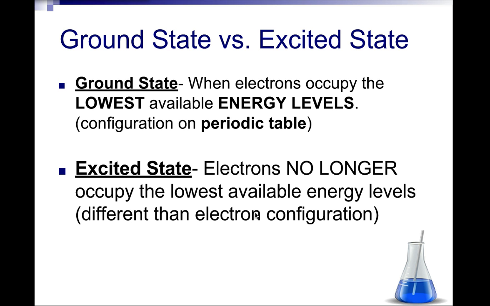One of the things we need to understand is that electrons will either occur in the ground state or in the excited state. The ground state is when electrons occupy the lowest available energy levels. The excited state is when electrons no longer occupy the lowest available energy levels.